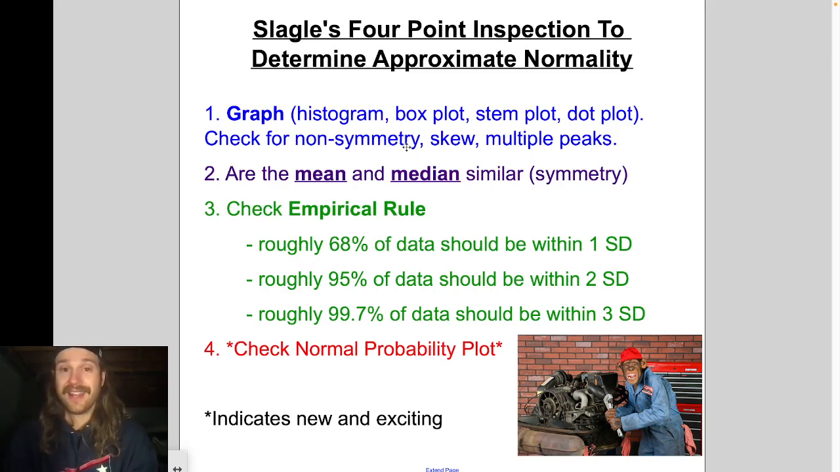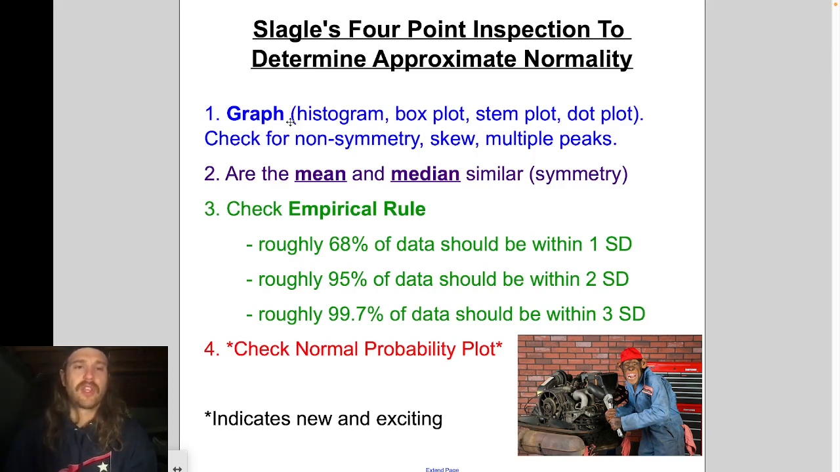If the data set is skewed, or has multiple peaks, or looks like some other distribution like the uniform distribution, then you can't use Table A and you can't use normal CDF. It's not a normal distribution. So the first thing we look at is shape. It should have that nice, beautiful bell curve. And if it doesn't, then you can't proceed with normality.